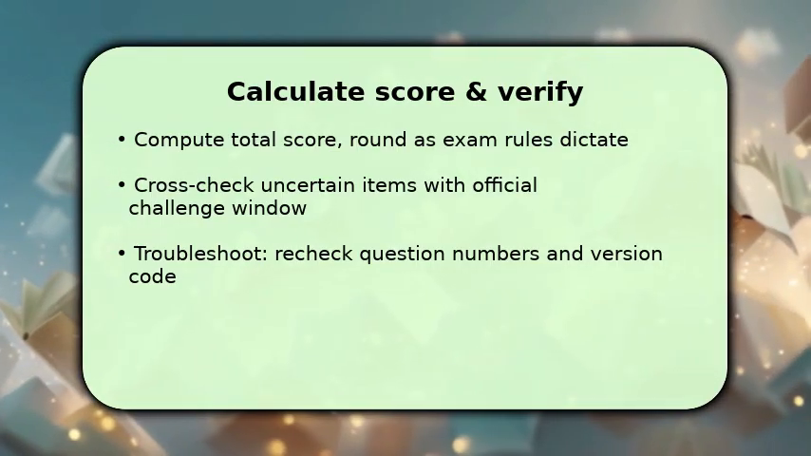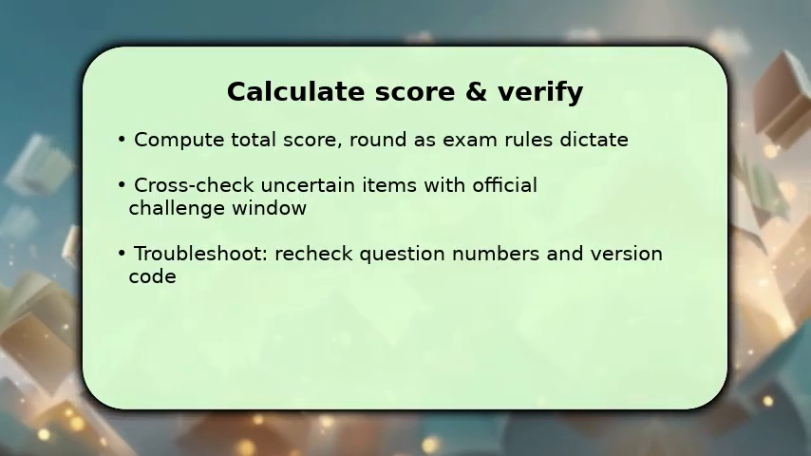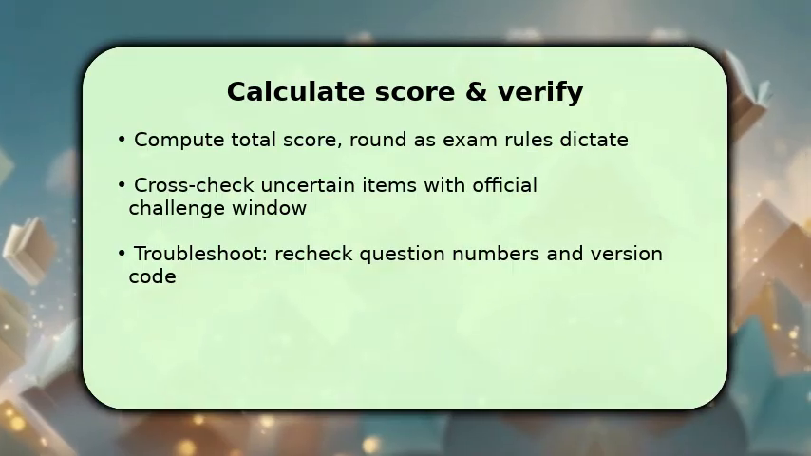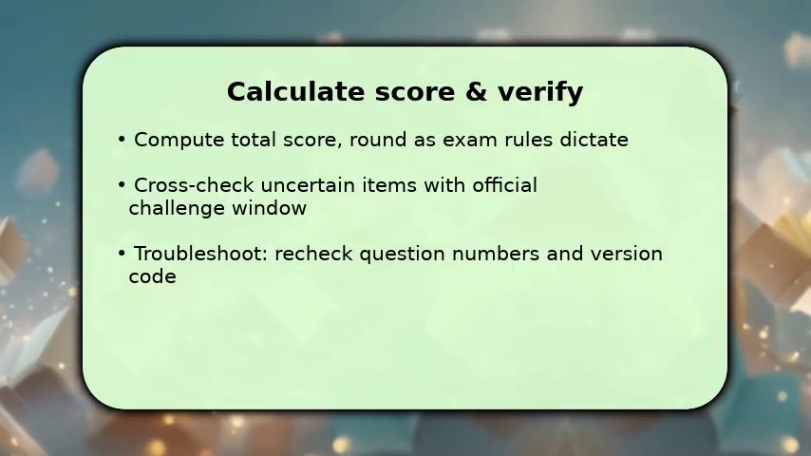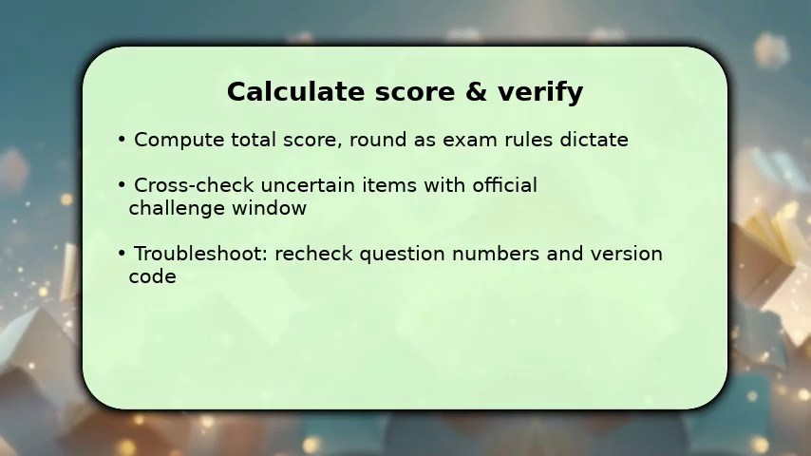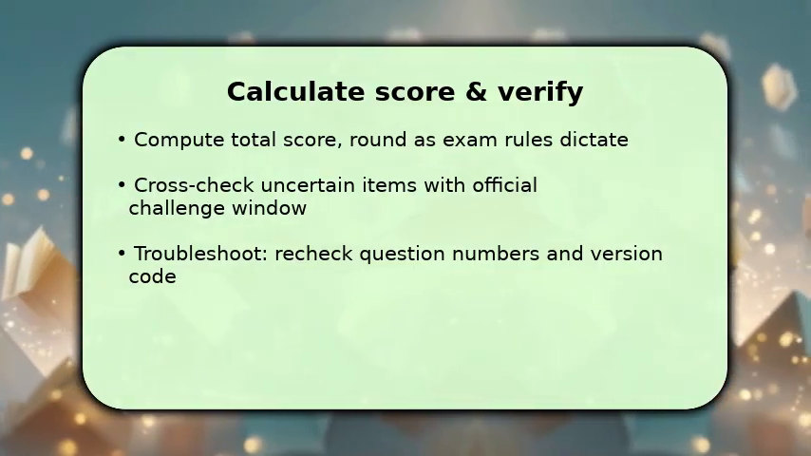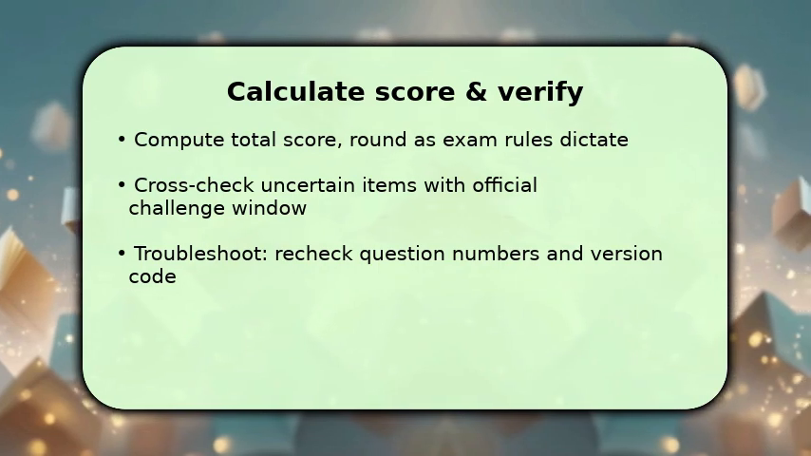If a discrepancy or doubt remains, use the official challenge window to submit objections with evidence. Keep screenshots and timestamps. If things go wrong, recheck that you match the exact question numbers and version code between your paper and the answer key before filing any challenge.